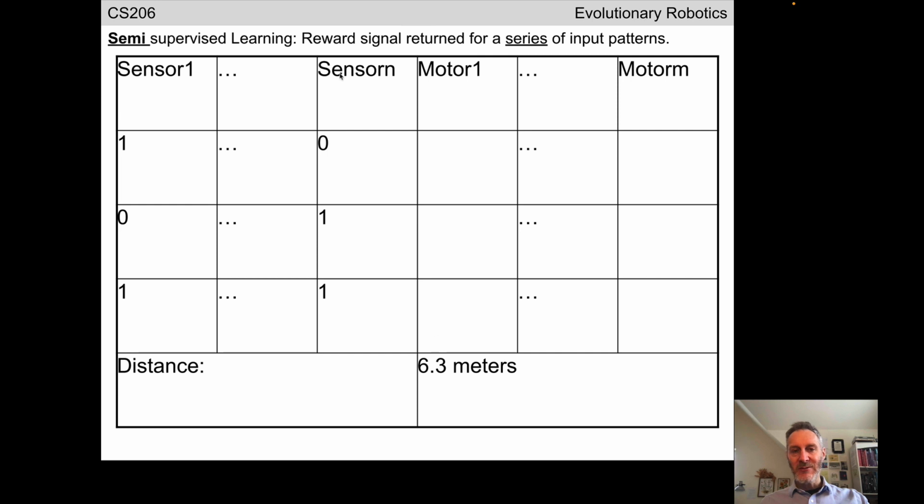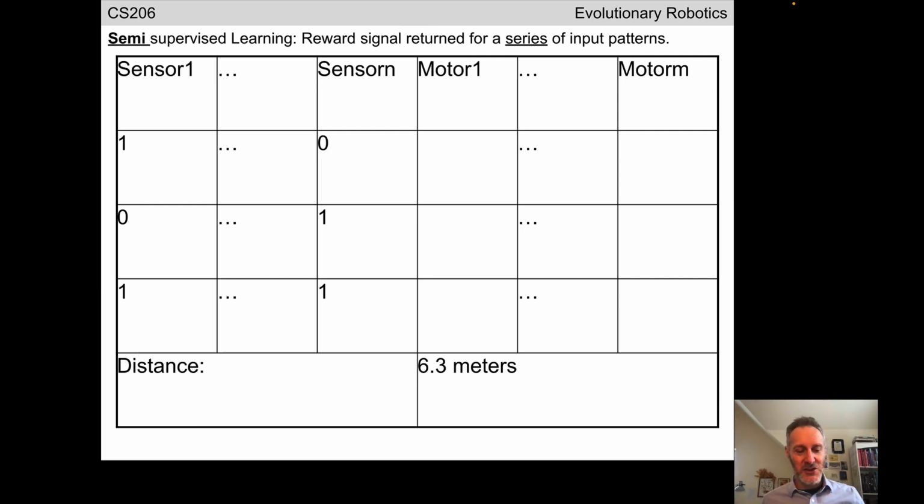And we usually use that value to reward the robot in some way. So if the value is high, we reward the robot by allowing it to produce offspring, randomly modified copies of itself. If the value is relatively low, we punish the robot by deleting it, or it's not allowed to produce any offspring. Okay.